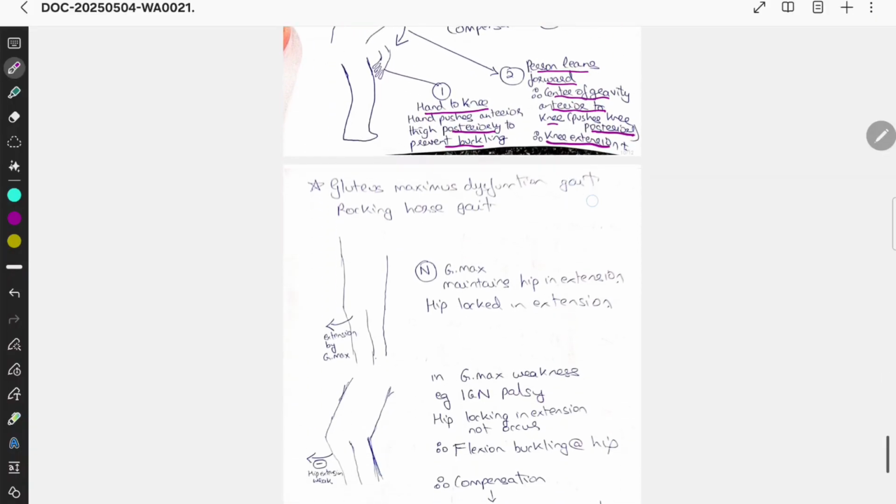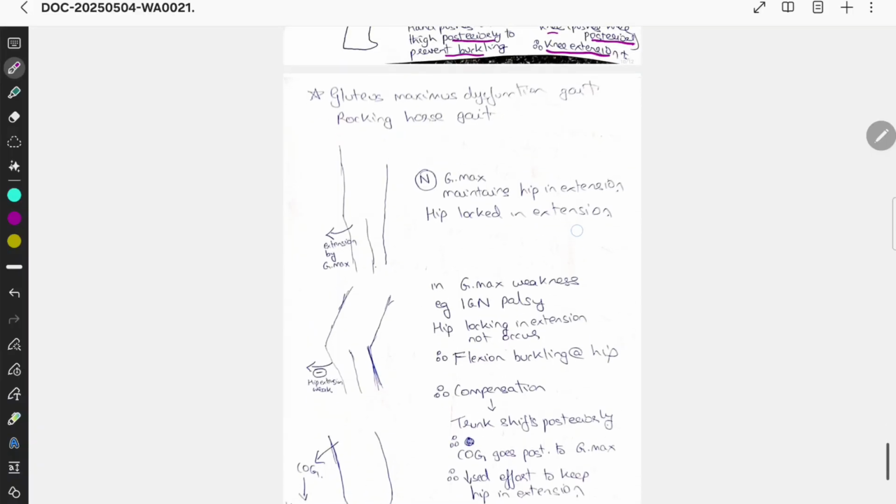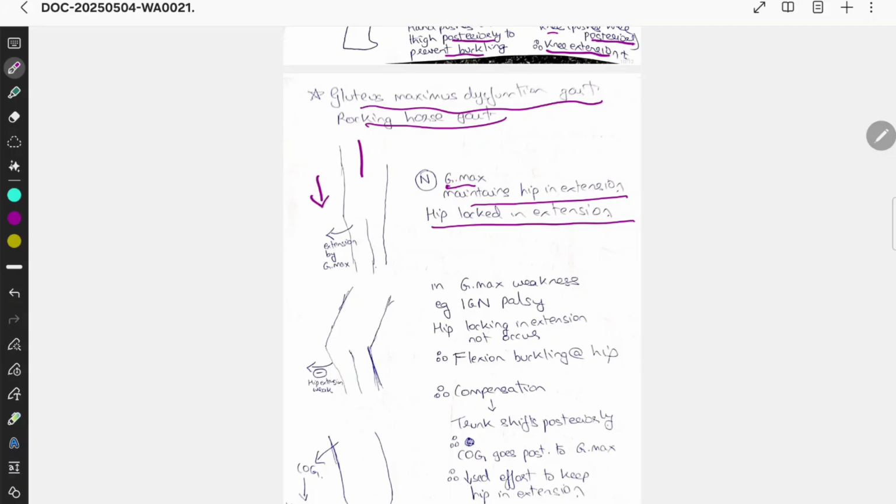Okay. Now further going a little bit opposite of that, gluteus maximus dysfunction gait. It's also known as rocking horse gait. Okay. So normally what happens is, this is the lateral position of the patient. So normally the gluteus maximus maintains hip in extension. So hip is locked in extension. Okay. Now what happens if hip is locked in extension whenever the patient weight bears.